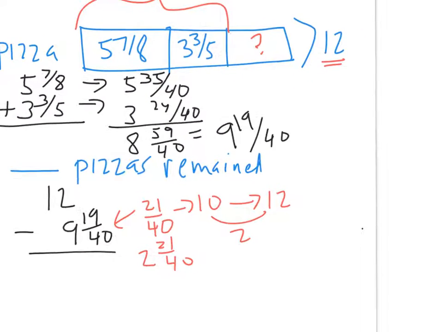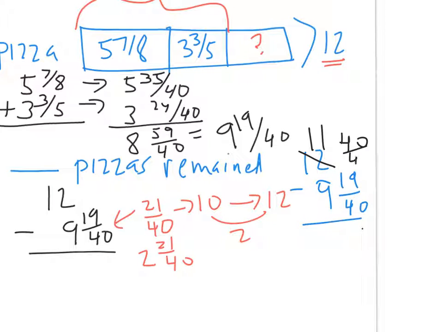Okay, so 12 minus 9 and 19/40. And so what we can do is, what we've done before is we can say, okay, we'll just make that 11 and 40/40. So we'll exchange one whole for 40/40. And now we can do it as well. So 40 take away 19 is 21/40, and there's 2 left. Okay, so there you have it both ways. I like the adding up way better.